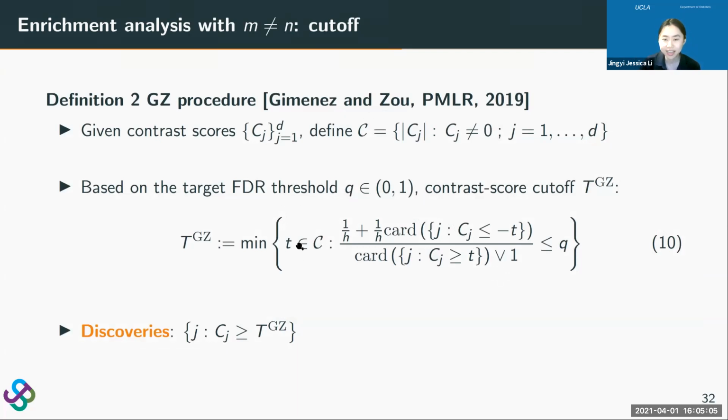Here the idea is still that you take the absolute non-zero contrast score values as candidate thresholds. But when you consider the possible threshold, the numerator in the ratio is different. You see this goes from 1 to 1 over H. This is also going from 1 to 1 over H. The reason is that we are having H negative controls, so we need to account for that. Again, we find the smallest positive threshold such that this ratio is under Q. With this threshold denoted as TGV, we call discoveries the features whose contrast scores are greater than or equal to TGV.